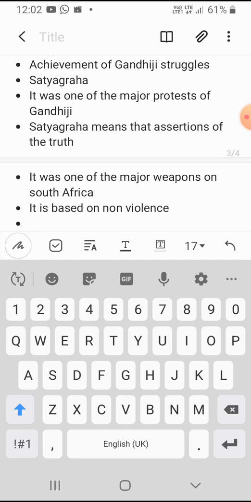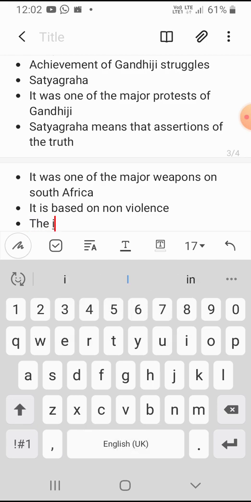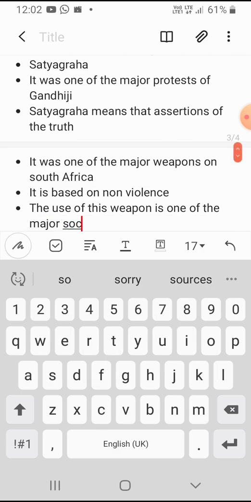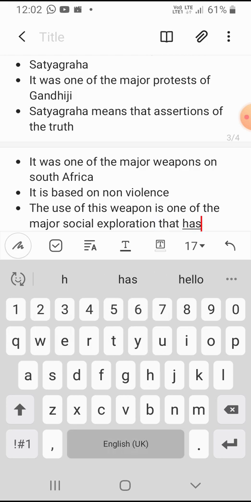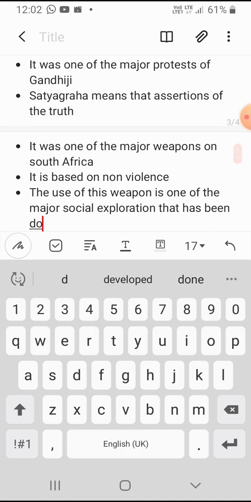The use of this weapon, that is satyagraha, is one of the major social experiments that has been done in human history.